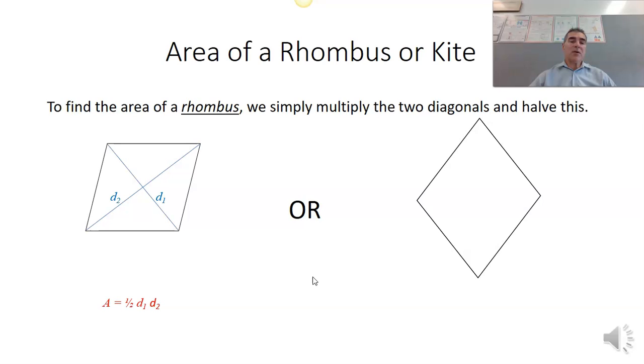Or sometimes instead of labeling them D1 and D2, we could label our diagonals X and Y and use this formula: A equals a half XY. So you could see either of these particular formulas depending on what text you're using, etc.